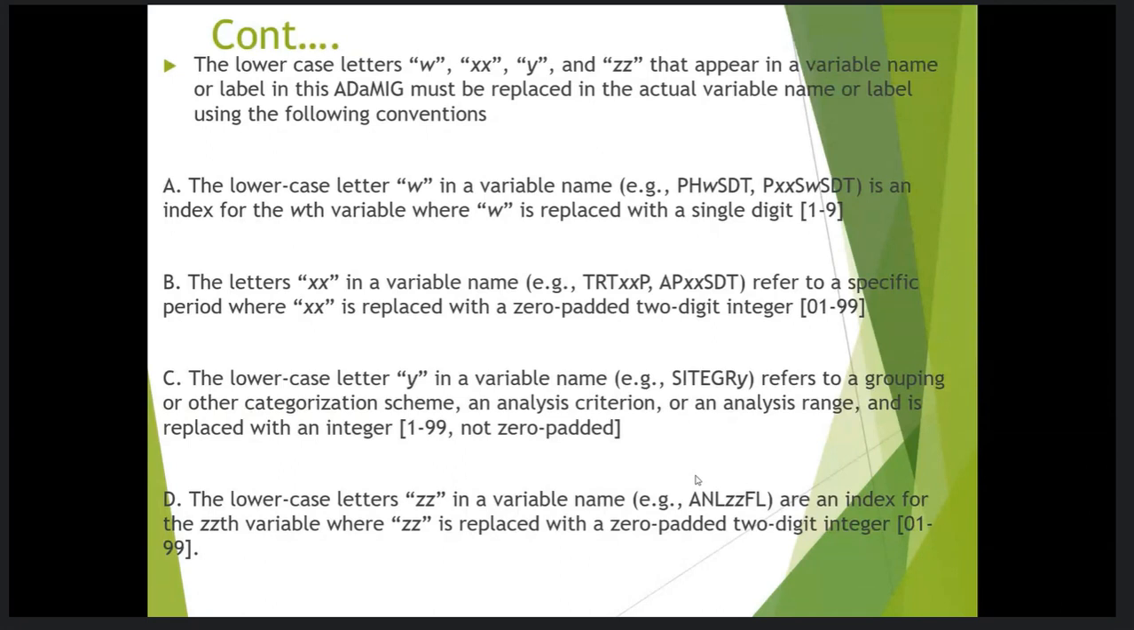And I told you we are going to have 4 letters like small w, small xx, small y, and small zz. And I have given the representation here. The small w we generally use for the phase. Small xx we use for the treatment. Small y we use for the category, and the small zz we use for analysis flags.